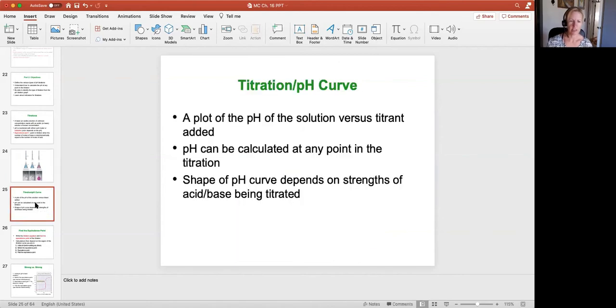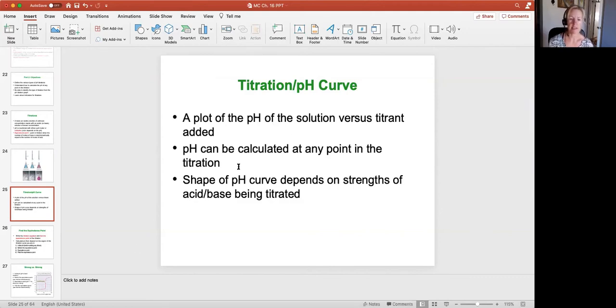Okay, so we're going to look today at titration curves. Titration curves are a plot of pH versus the amount of titrant, so whatever you have in the burette. My curve is going to have pH on the y-axis, and the x-axis is going to be the volume of whatever it is I'm titrating into the flask. Oftentimes we have the base in the burette, but that doesn't have to be the case.